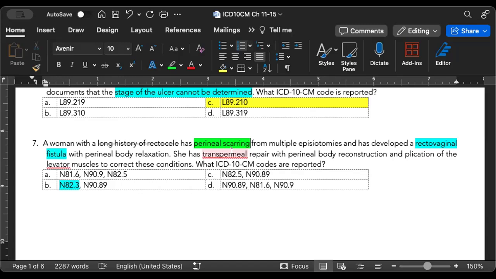Yep. Labia is one of them. Vulva is another. Those are essentially the same area. Vaginal would not be it, because the vagina is going to be an internal organ, whereas the vulva is the external organ. So it would be of the vulva or of the labia. That would give us N90.89 for that perineal scarring.